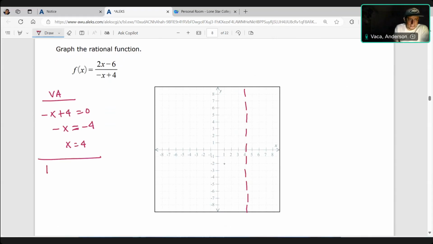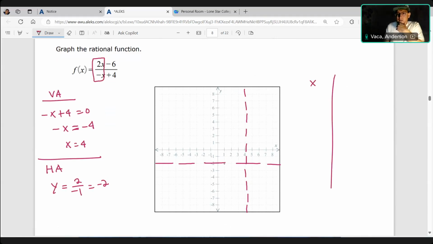It has a horizontal asymptote, and that asymptote is going to be 2 over negative 1, which is negative 2. Why? Did you notice that in this case, these powers are the same? So therefore, if those powers are the same, then the horizontal asymptote will be 2 over -1, which is y equals -2. So same idea as before.